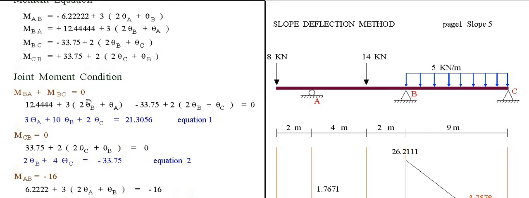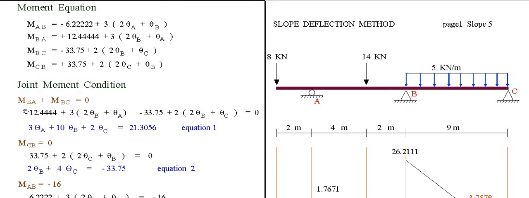Okay, what is BA? B is this. Then BA is this. Then BC is this. Now we add these two. Copy. 12.44 plus 3 quantity 2 theta B plus theta A, while here minus 33.75 plus 2 quantity 2 theta B plus theta C.